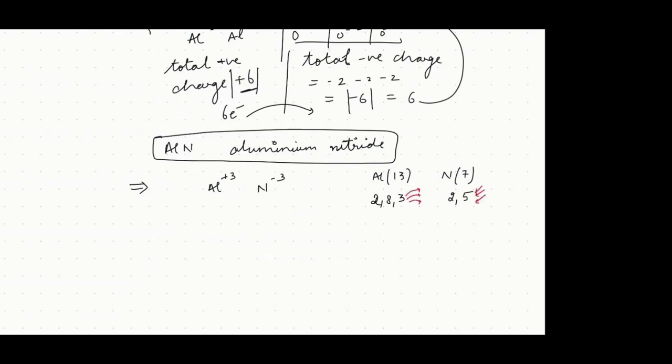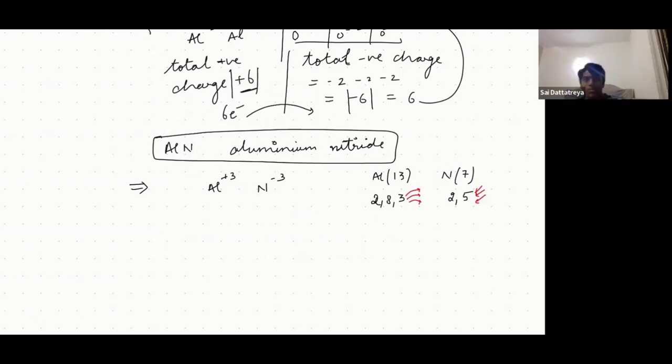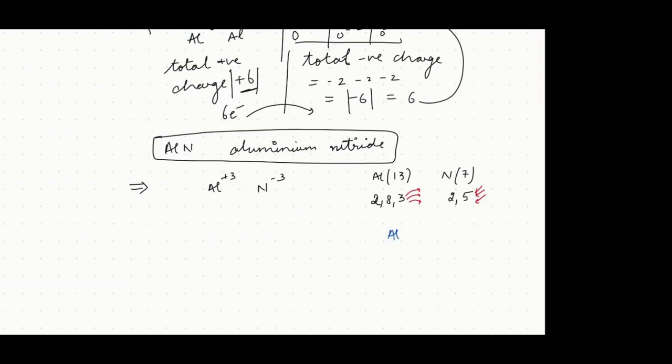Did you understand my point? Yes. So aluminium shall form Al plus 3 and nitrogen shall form N minus 3, and hence we are going to have Al plus 3 and N minus 3. So what is the total positive charge? That means aluminium has 3 valence electrons, nitrogen has 5 valence electrons, and there's a transfer of 3 electrons.